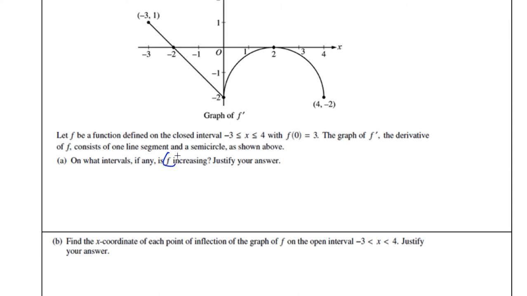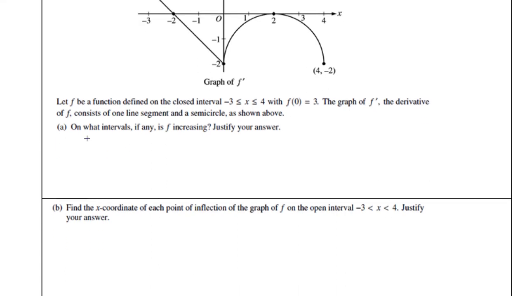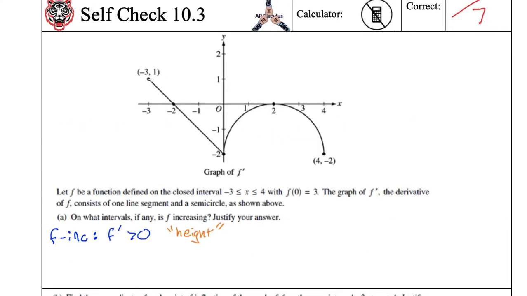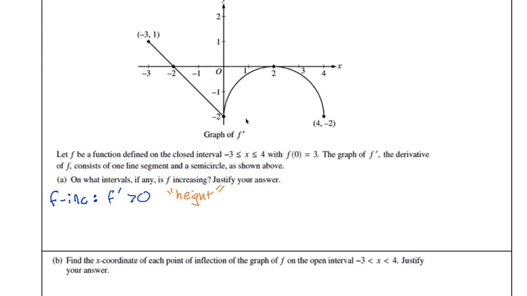Where is f increasing? So f is the integral of f prime. So first of all, what is the definition of f increasing? F increasing is where f prime is greater than 0, which means we don't have to take the integral, actually. And what is f prime on a graph of f prime? Height. So I'm asking, where is height greater than 0? And height is greater than 0 wherever I'm above the x-axis. I'm only above right there, so between -3 and -2. So I'll type out my answer now.